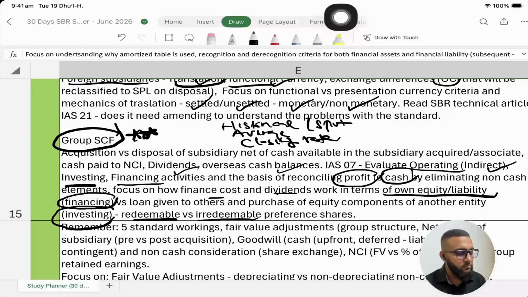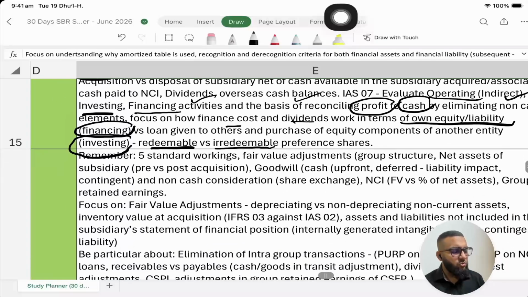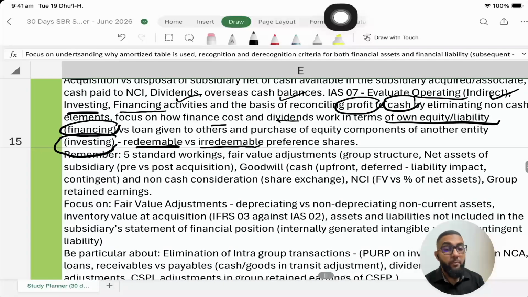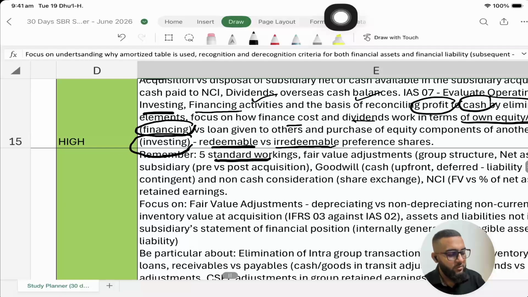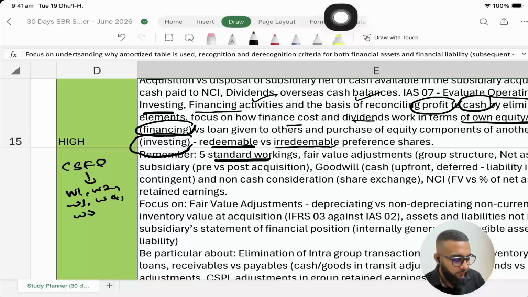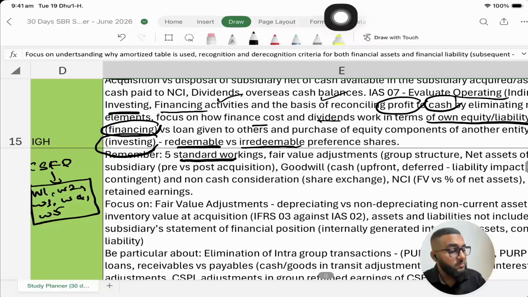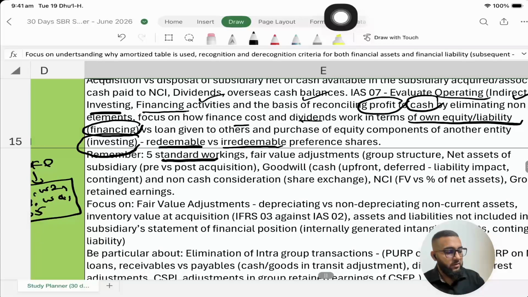All right. Okay. Then on day two, you are supposed to recall the five standard workings of CSFP, right? CSFP, five standard workings: working one, working two, working three, working four, working five. So these are standard workings. What are they? Right? Fair value adjustments, group structure, net assets of subsidiary. So it can be pre versus post acquisition.